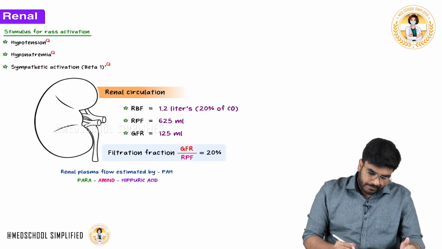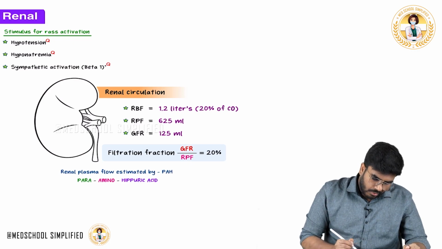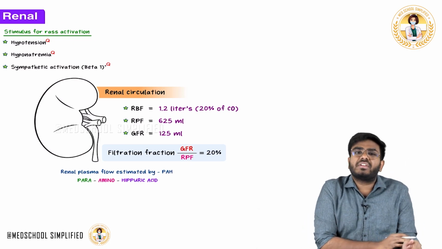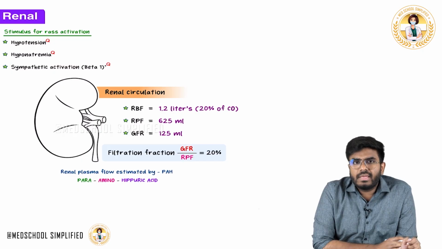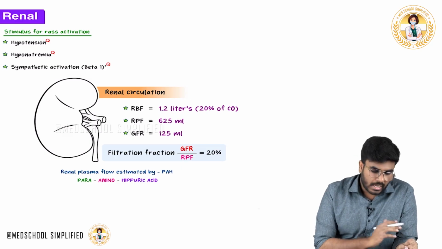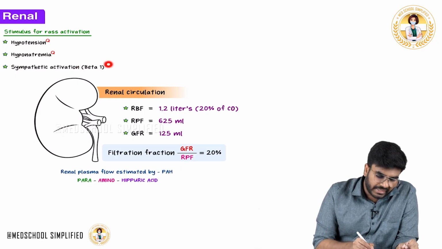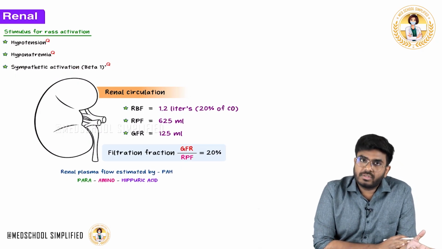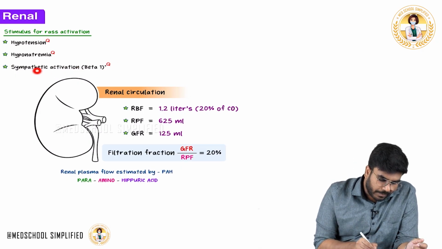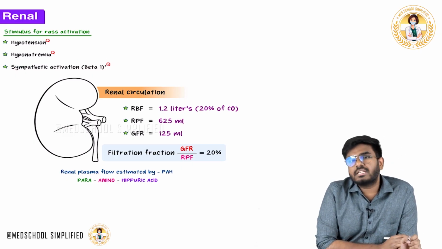Now let's see some important MCQs which are needed for the RAAS pathway. Look at the question. What are the stimuli for RAAS activation? I have already discussed this with you. Whenever your BP is going down, the RAAS pathway is activated. So hypotension is a stimulus. Not only that, sympathetic activation, release of norepinephrine onto the beta-1 adrenergic receptors, is a stimulus for the RAAS pathway. So stimulation of the beta-1 receptors activates the RAAS pathway.